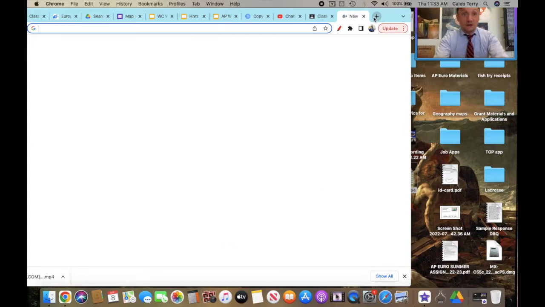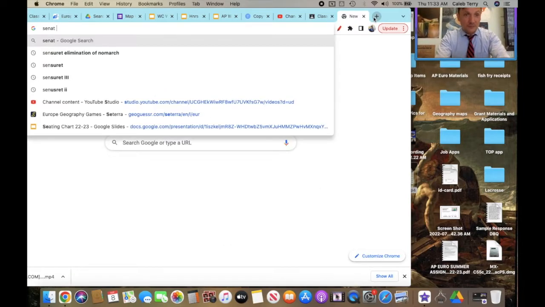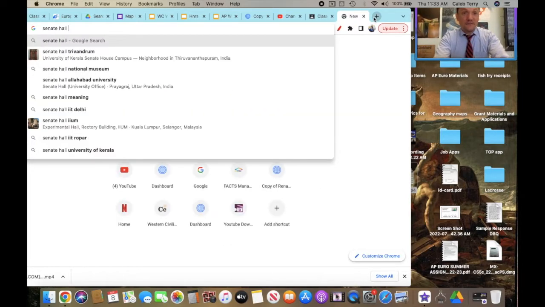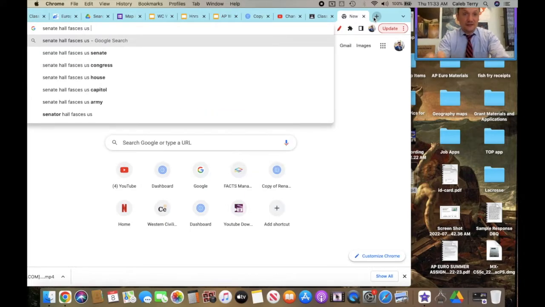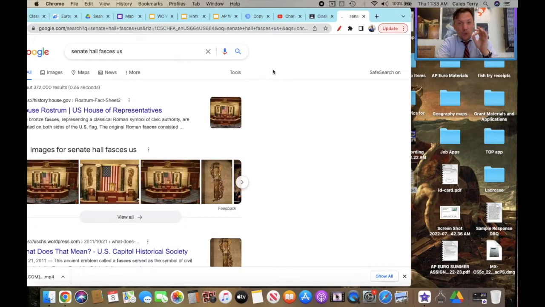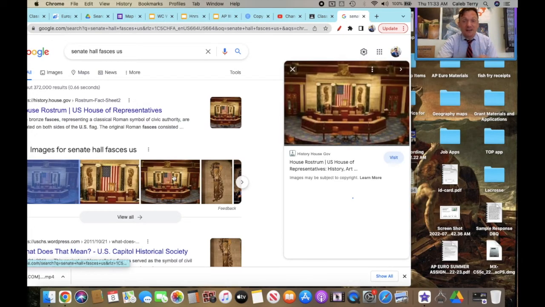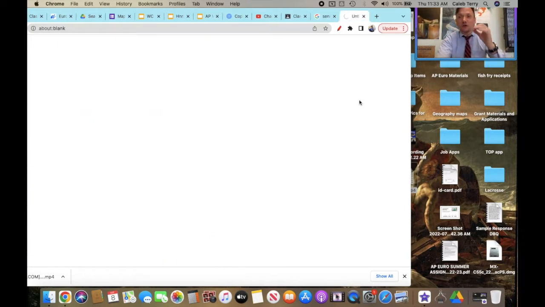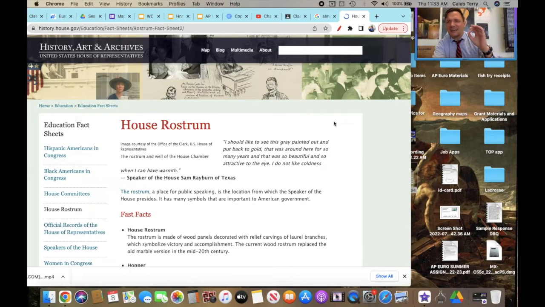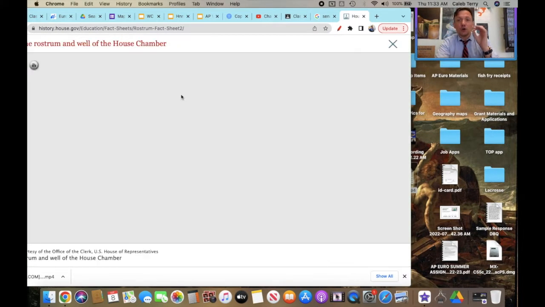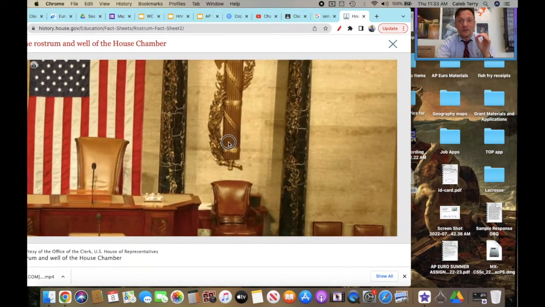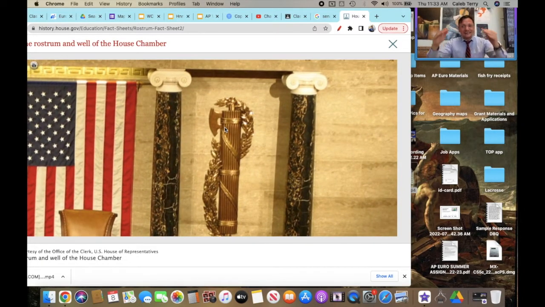Like, check this out. Look, Senate, wait, crap, there we go. Senate Hall, fasces, U.S. All right, so like the Senate Hall in Washington, D.C., the chamber that our government meets inside of, in our Senate Hall literally has 2 gigantic, beautiful gold fasces on the back of the wall right there. Don't tell me Roman stuff isn't important.